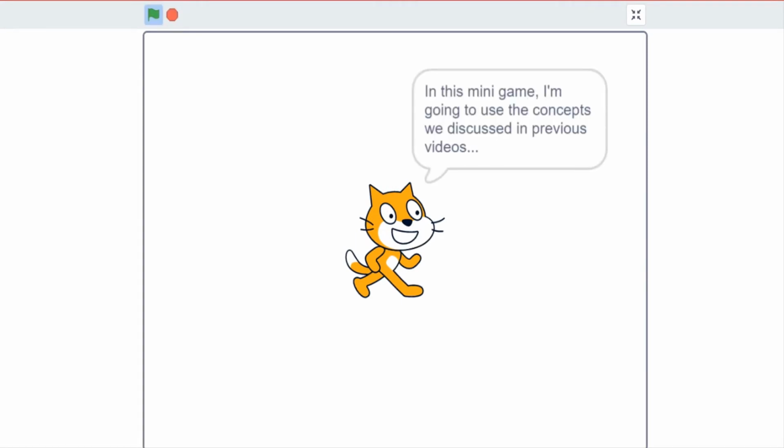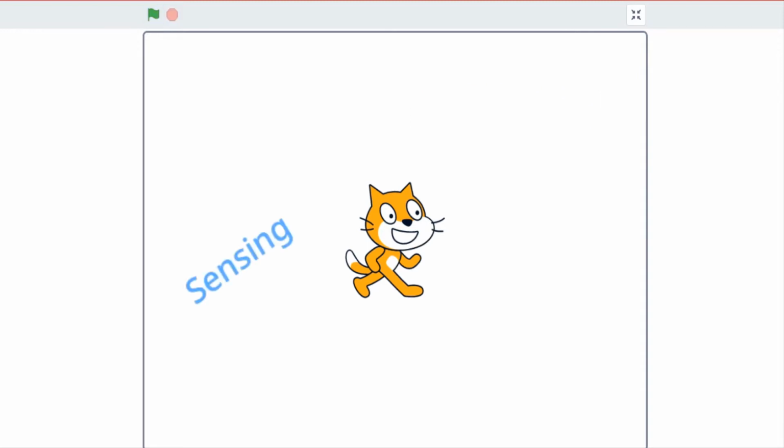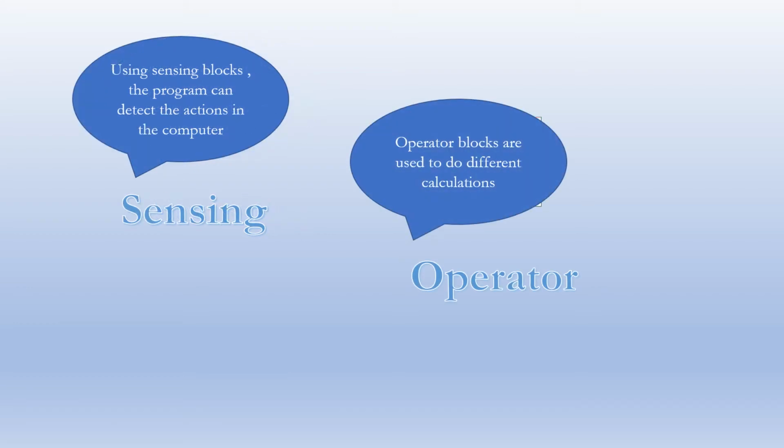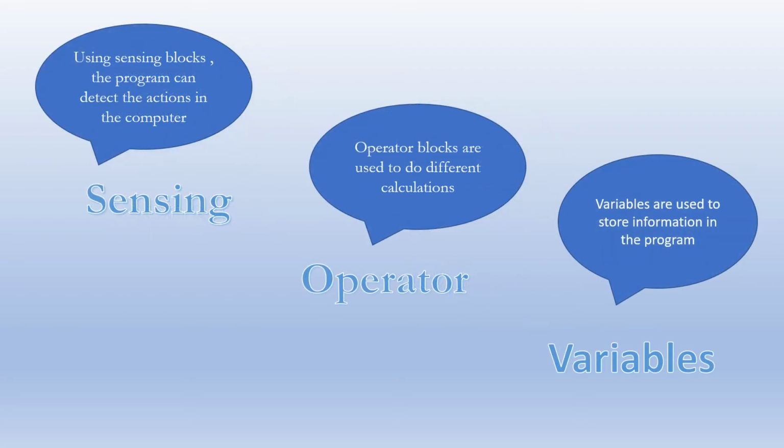In this mini-game, I'm going to use the concepts we discussed in previous videos and introduce the new blocks: sensing, operators, and variables. Using sensing blocks, the program can detect the actions on the computer. Operator blocks are used to do different calculations. Variables are used to store information in the program.